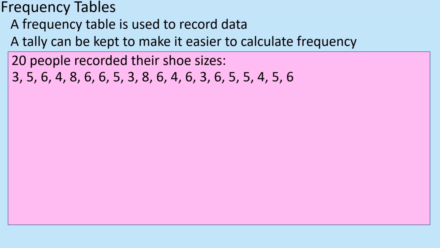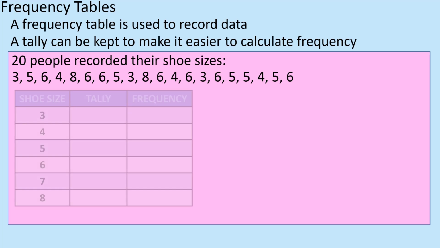Now, if data is collected like this, so 20 people recorded their shoe sizes, you see a big long list of numbers. You could just literally count how many 3s you've got, how many 4s, 5s, 6s and 8s. There doesn't seem to be any 7s, and then put them straight into a table. The only issue is that the bigger the data gets, the more likely you are to make a mistake, which is where the tally comes into play. There's no rule that you must use a tally chart, unless you are told to, but be very careful if the data gets quite big.